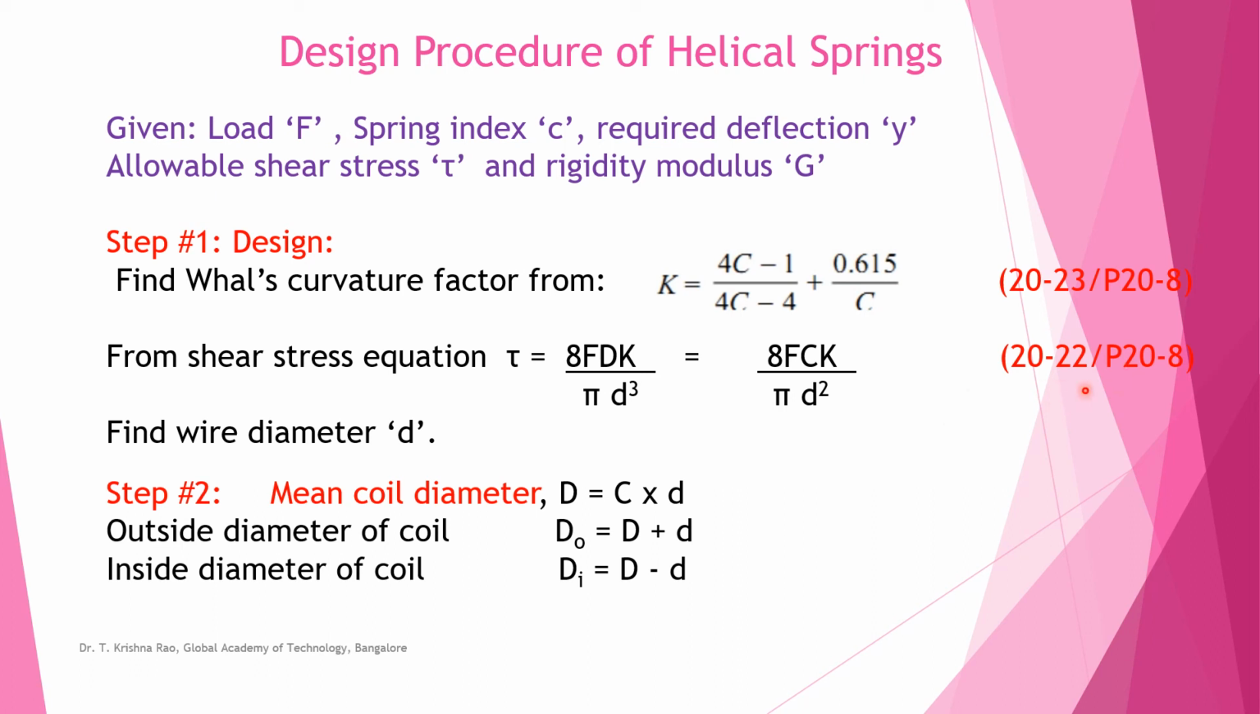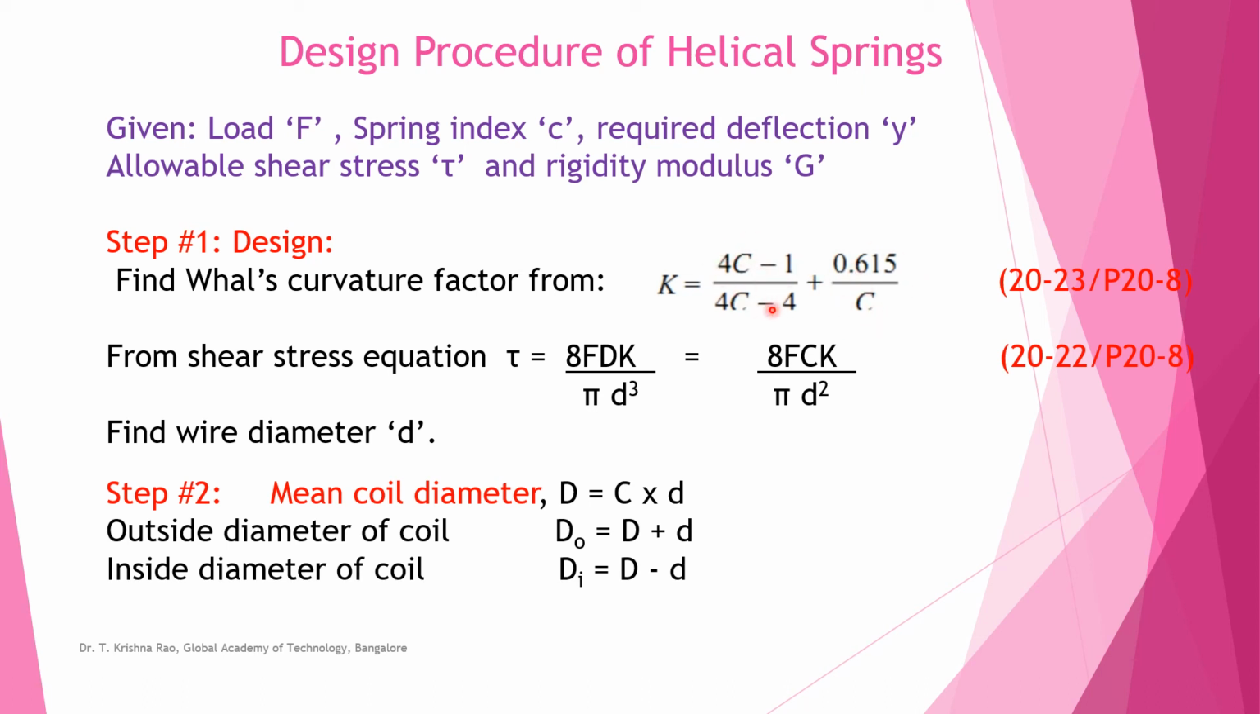This is given as equation 2022, page number 8. Similar to this, we derived 8FC by pi d cubed into the K value in the previous slide. But here, after a lot of experimentation, Walsh has suggested a different equation for K. It is slightly more than 1 plus 0.5 by C.